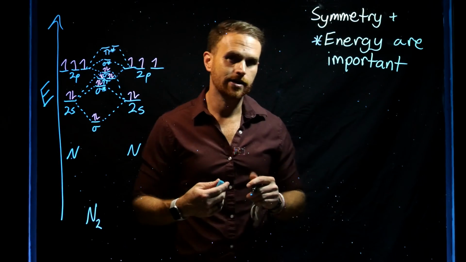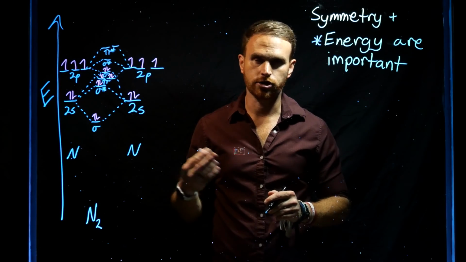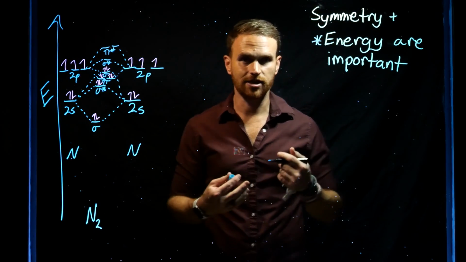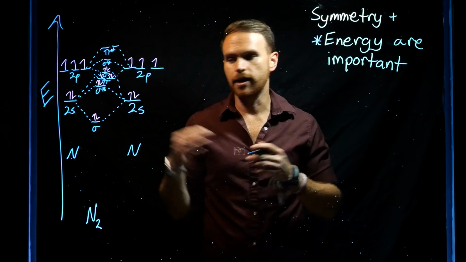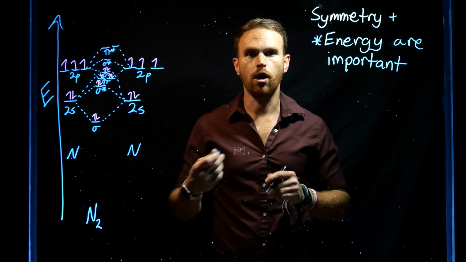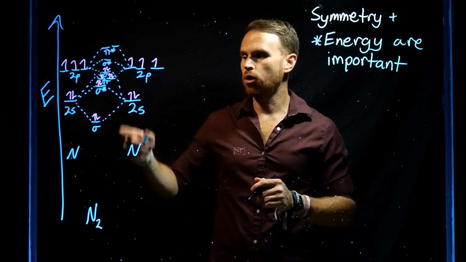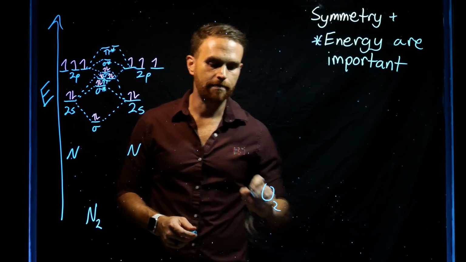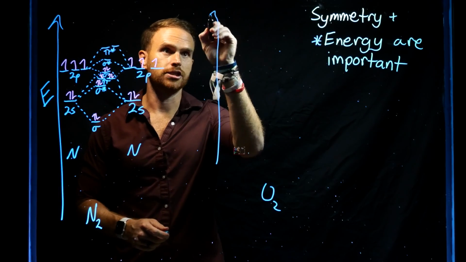Now in your quantum mechanics class, you will have solved the wave function for the overlap to figure out exactly how much overlap exists between two atomic orbitals, but in our class we're going to focus more on a qualitative approach. So now let's walk through oxygen, or O2, and see how that manifests on an energy diagram.